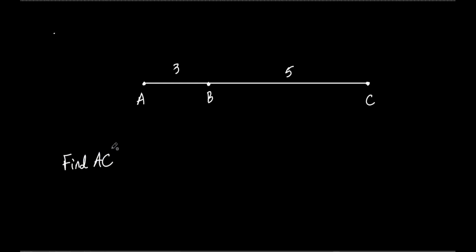AC, again, what does that mean when it's just AC with no line over top of it? The length of, or the measure of AC. How far is it from A to C? What would you do? Yeah, you add them up, exactly. So the math would be what? 3 plus 5 equals what? 8, and that would be your answer. Everybody with me on that? Okay, that was super, super easy.